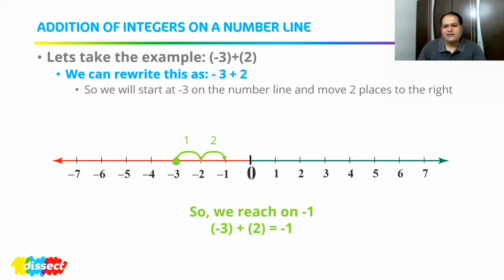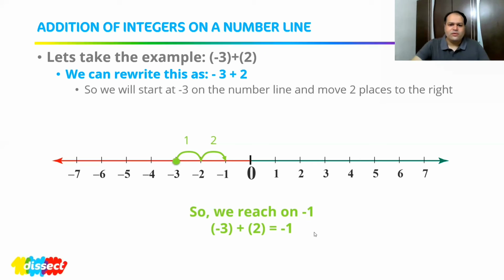You just go to minus 3. So you put the dot on minus 3. That's here. And because it is plus, we move to the right. How many times? We'll move 2 times to the right. So when you move 2 times to the right, you land upon minus 1. And that's your answer. So your question, minus 3 plus 2, gives you minus 1.